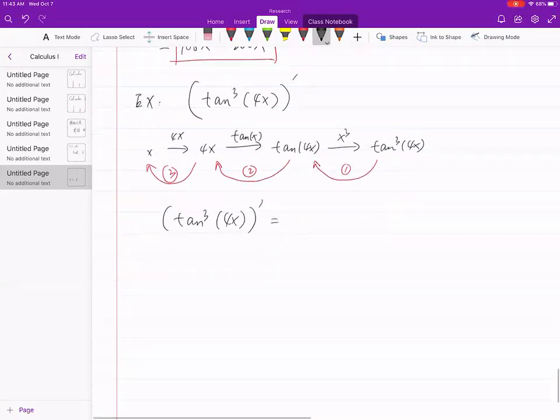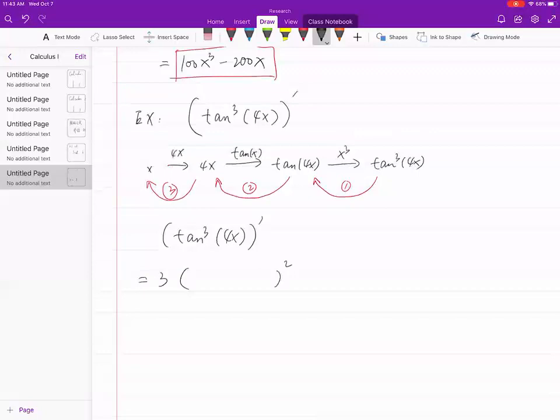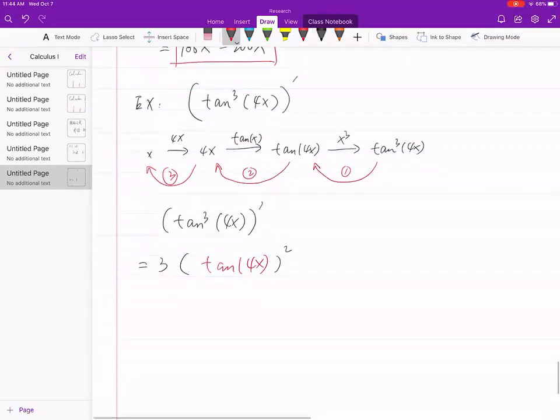That means first you should handle this x to the cube. That's easy. That's going to be 3x squared. But when you do that, what did you do? You basically treated tangent 4x as a whole thing, because you just care about the x to the cube. This is the thing you cubed. You better keep it, and then do the derivative of the inside later.